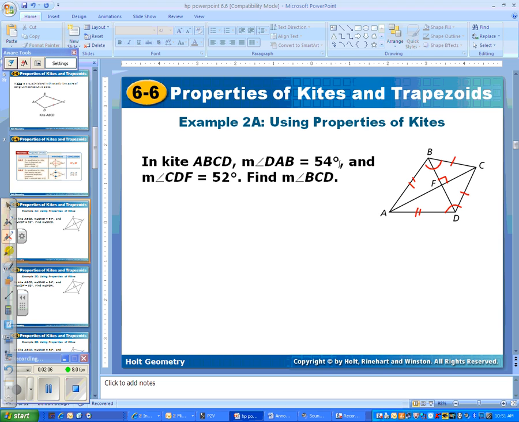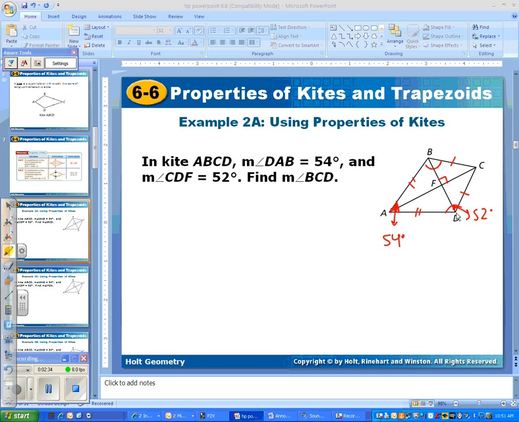It tells us that DAB is 54 degrees. So DAB, that's this whole angle right here, is 54. And CDF, that's this part of the angle, is 52 degrees. And they want you to find what BCD is. But instead of just finding this angle, I want you to figure out what all the missing angles are.